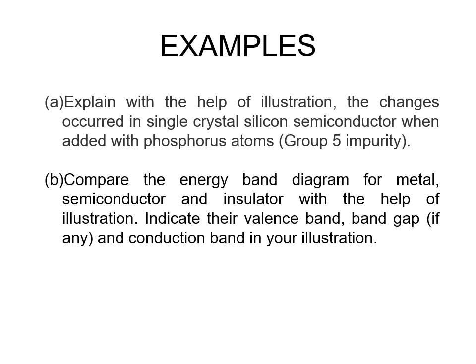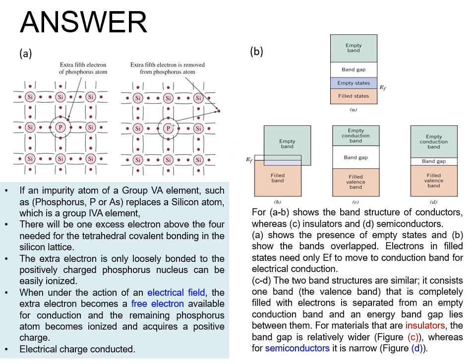Examples. Explain with the help of illustration the change occurred in single crystal silicon semiconductor when added with phosphorus atoms. Phosphorus is the group 5 impurity. Compare the energy band diagram for metal, semiconductor, and insulator with the help of illustration. Indicate their valence band, gap, if any, and conduction band in your illustration. So this is the answer for the example. Example A.